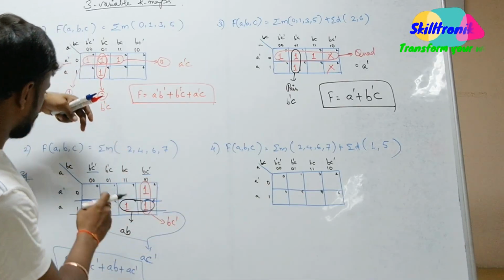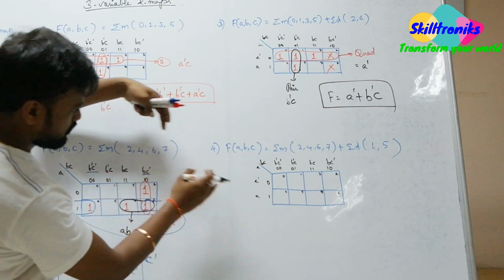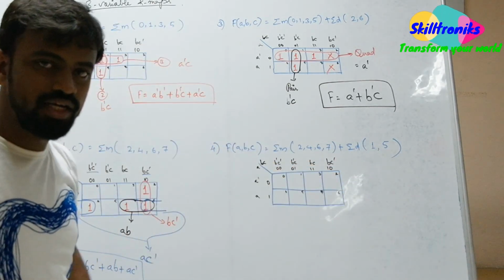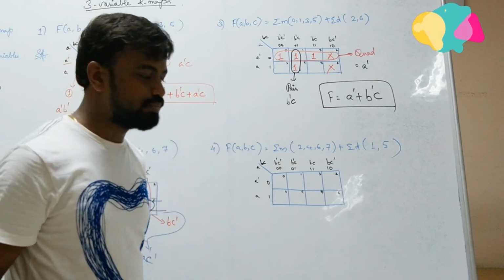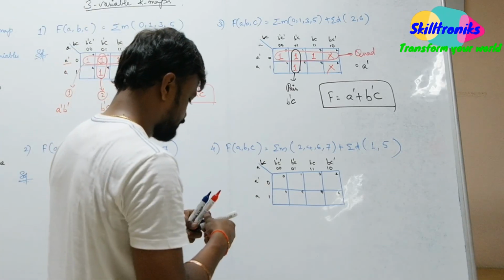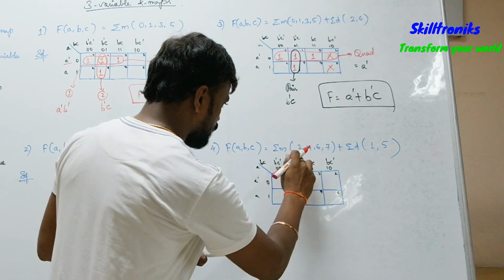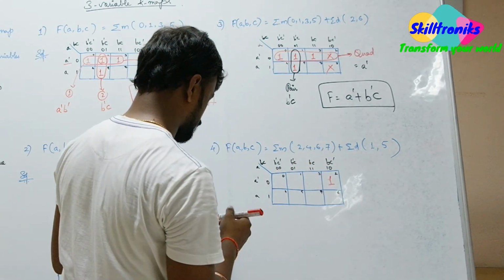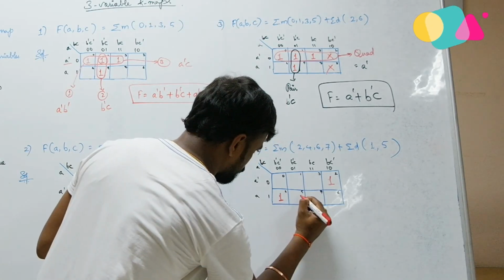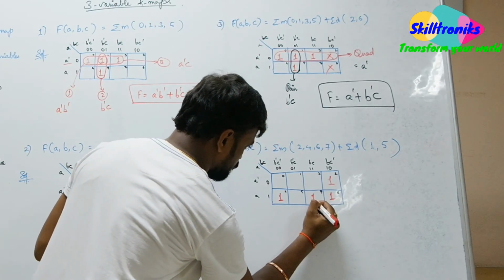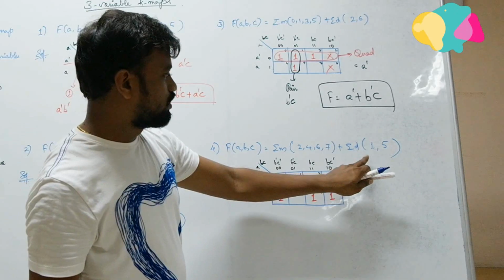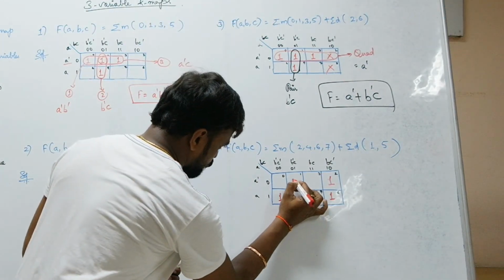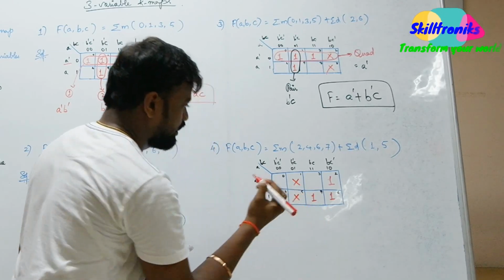Now let us see the same second example with some don't care minterms, so that you can have a better idea of how we can use the don't care minterms. The minterms are 2, 4, 6, 7. And the 2 don't care minterms are 1 and 5. 1 here and 5 here.